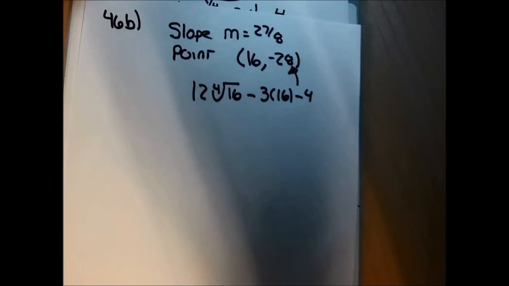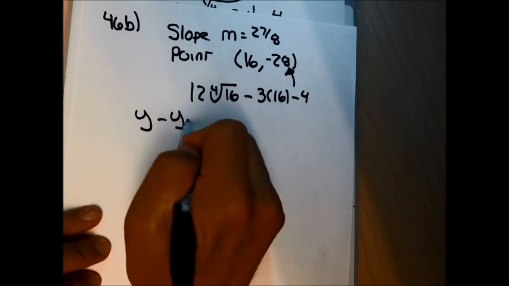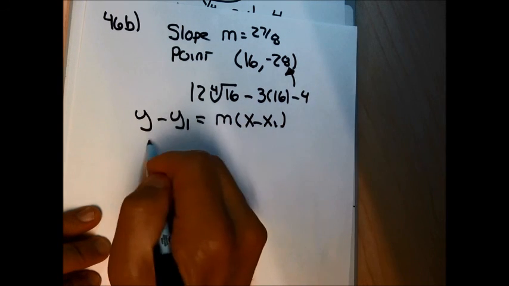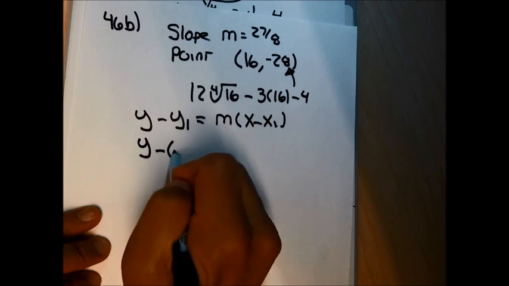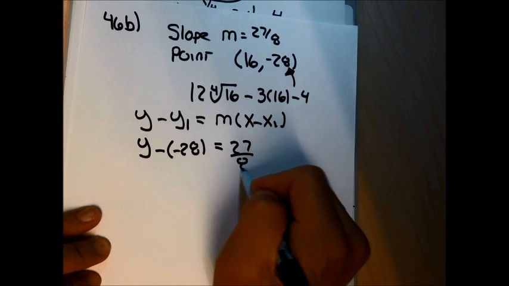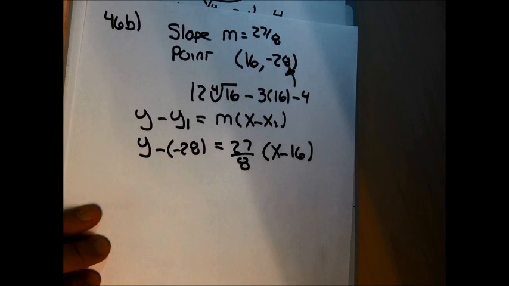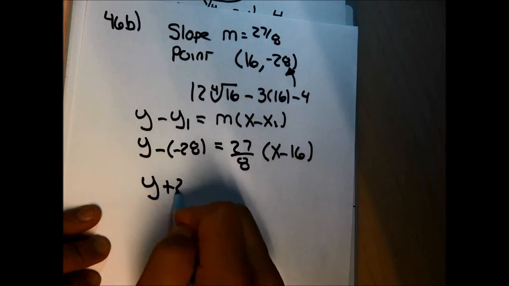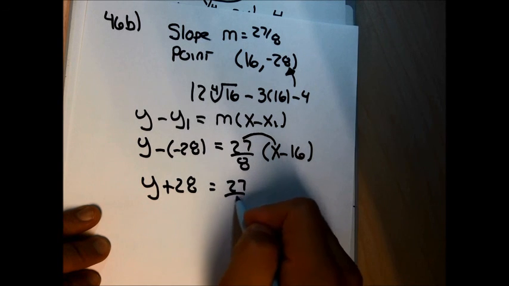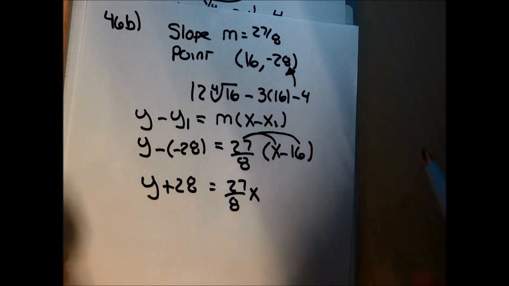Good thing, so now I have the slope and my point, so I'm going to use y minus y1 equals m times x minus x1. I'm going to go y minus negative 28 equals m, 27 over 8, times x minus x1, which is x minus 16. This gives me y plus 28 equals, I'll go 27 over 8 times x. And then 27 over 8 times minus 16 is actually easy.